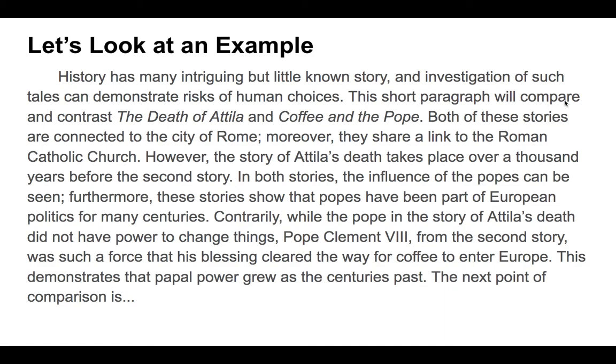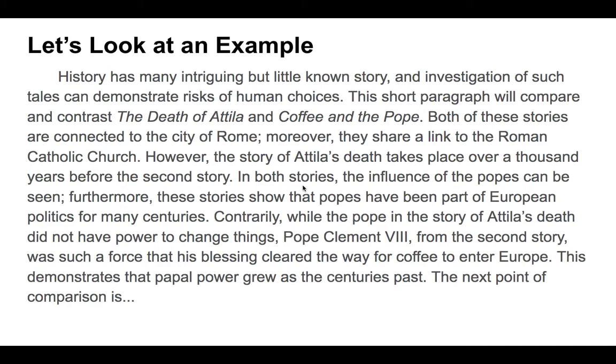I'm comparing in this case. Both stories are talking about the Roman Catholic Church, or there's a connection to the Roman Catholic Church within both stories. Okay, now let's see. Next point. However, the story of Attila's death takes place over 1,000 years before the second story. So now, because it's comparison and contrast, I do need two sentences to set up my main point. They're both connected to the Catholic Church, but there is a big window of time between them. So let's see how I develop this idea.